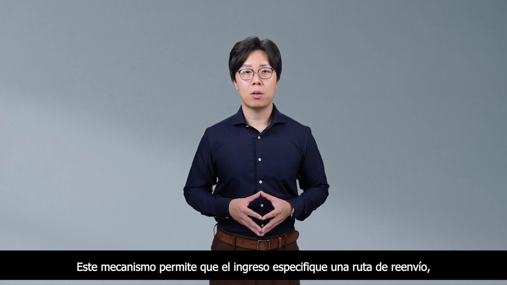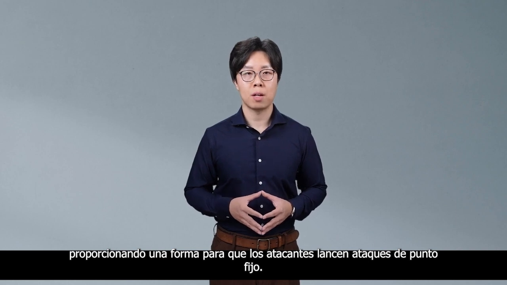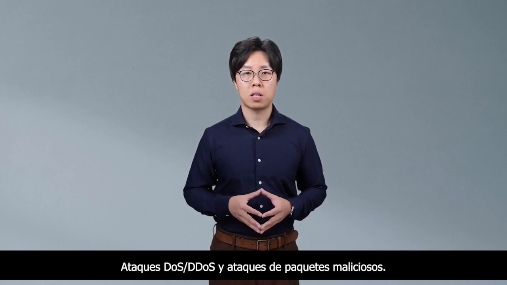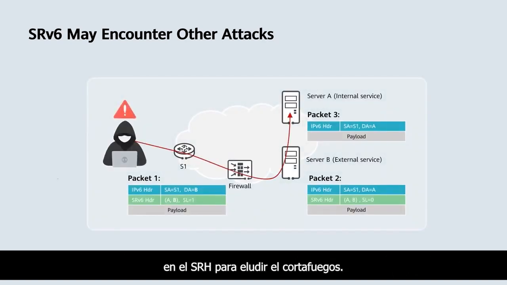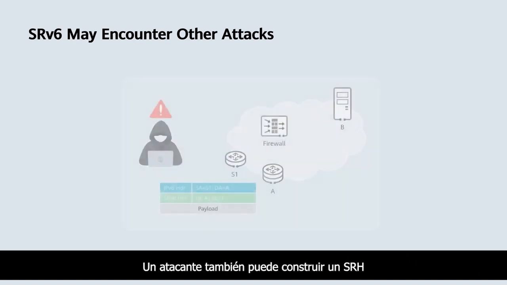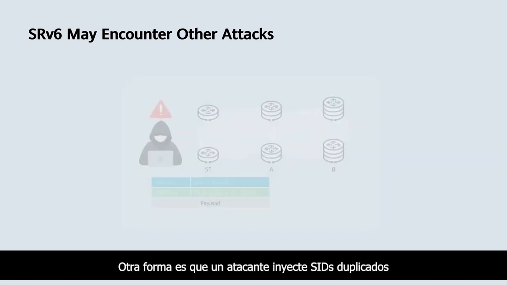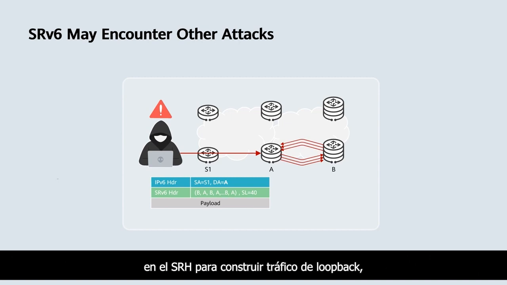This mechanism allows the ingress to specify a forwarding path, providing a way for attackers to launch fixed-point attacks. Typical attacks include spoofing, tampering, replay attacks, DoS or DDoS attacks, and malicious packet attacks. For example, an attacker injects a forbidden destination address into the SRH to bypass the firewall. An attacker may also construct an SRH to bypass a critical detection device. Another way is for an attacker to inject duplicate SIDs into the SRH to construct loopback traffic, thereby occupying network resources and launching a DoS or DDoS attack.